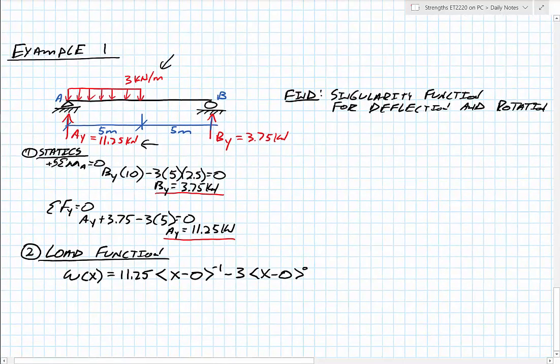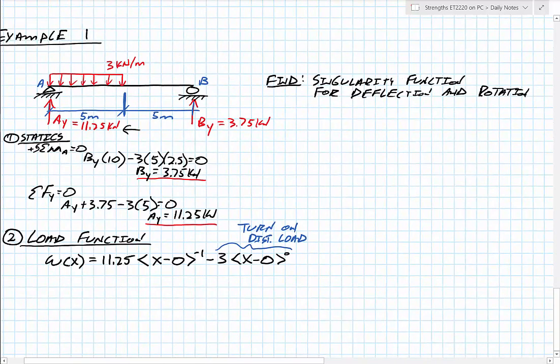If I keep moving along, here's the issue: this basically turned on the distributed load. Now the issue is we don't want our distributed load over the entire beam. We want to turn it off right at x equals 5. So the trick here is that we're going to add the opposite for the second half of the beam. If I were to look at this beam, when I turned on that distributed load, I'll draw it in red, it did it throughout the entire beam, but I only want it over half the beam.